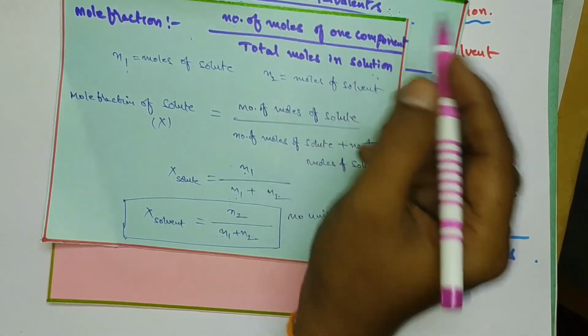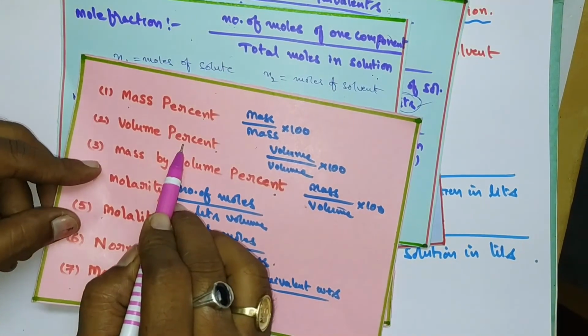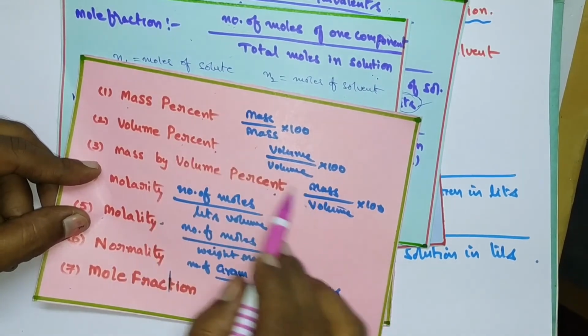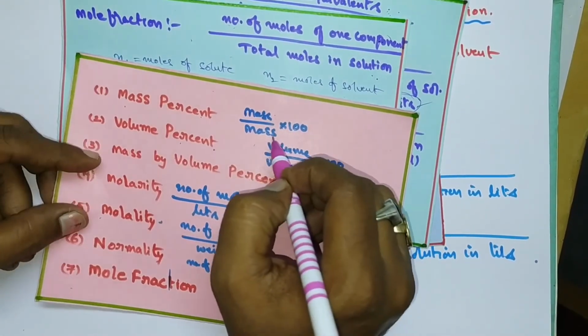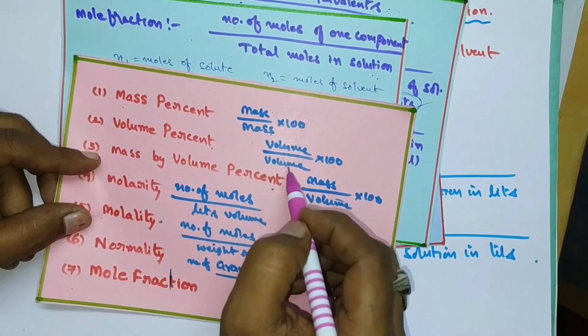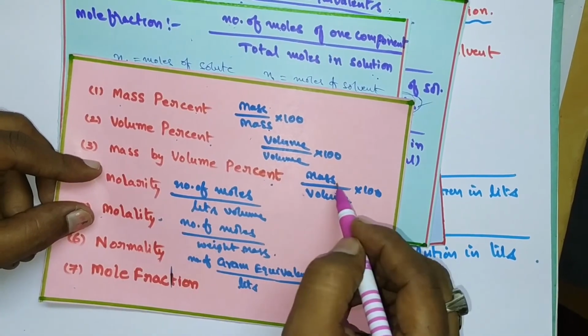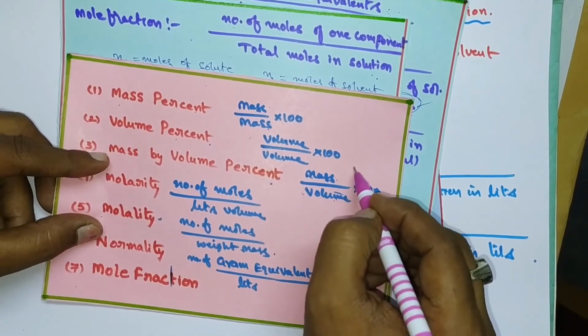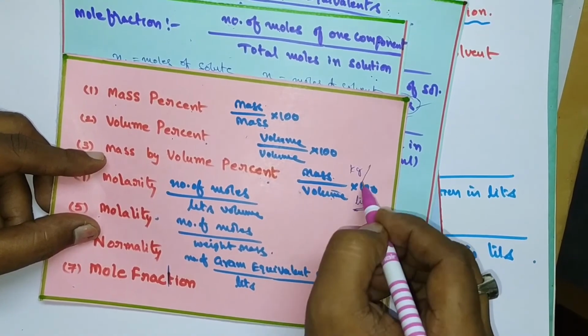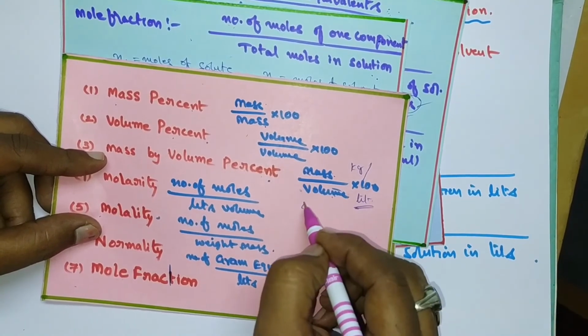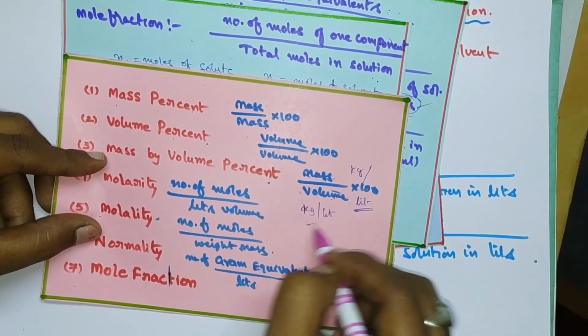In the same way, mass percentage, volume percentage and mass by volume percentage do not have any units in the first two cases, because mass by mass cancels and volume by volume cancels. But for mass by volume, mass is expressed in kg and volume is expressed in liters, so the units is kg by liters.